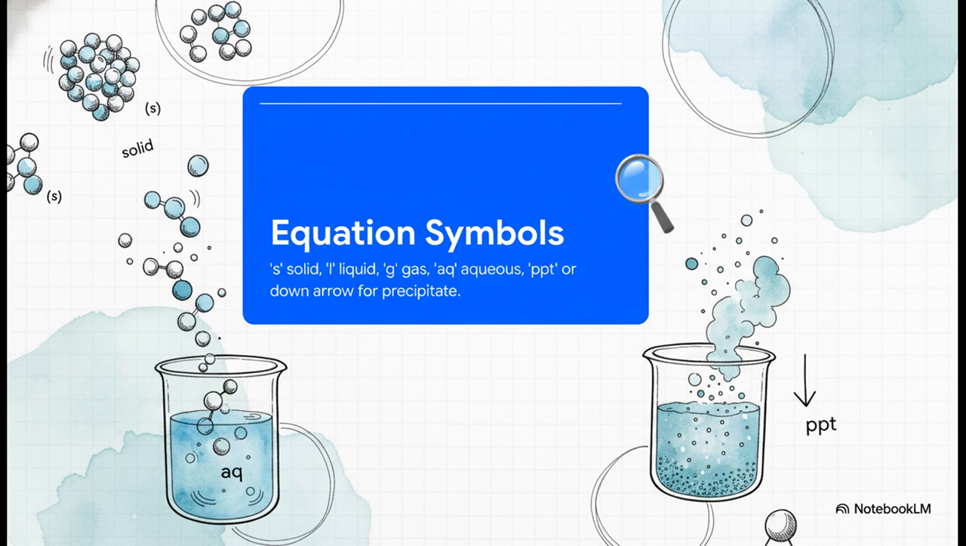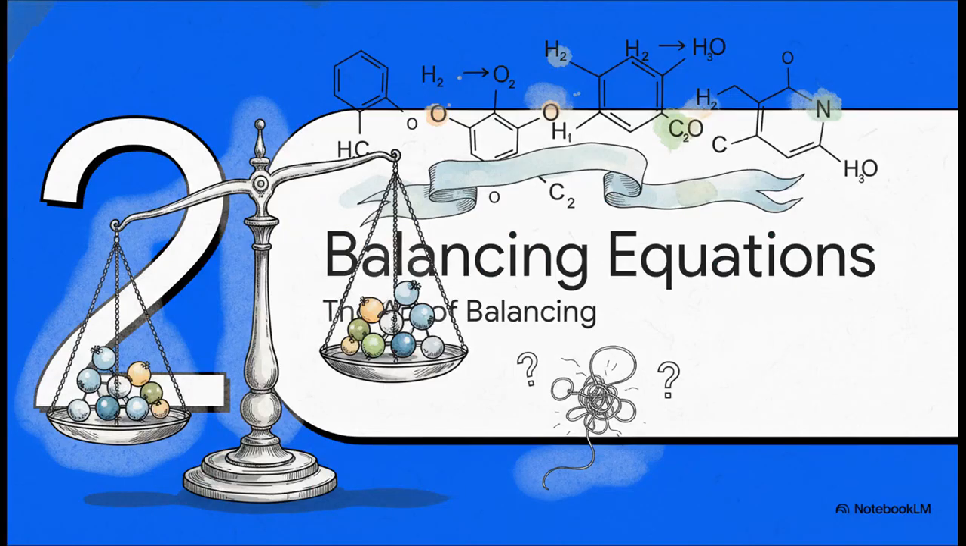Most of them are pretty obvious, right? Like S for solid or G for gas. But you really want to pay special attention to AQ. That means aqueous, or totally dissolved in water. Oh, and PPT, or sometimes it's just a downward pointing arrow, that stands for precipitate. That just means it's an insoluble solid that falls out of the liquid and settles right at the bottom of your beaker.